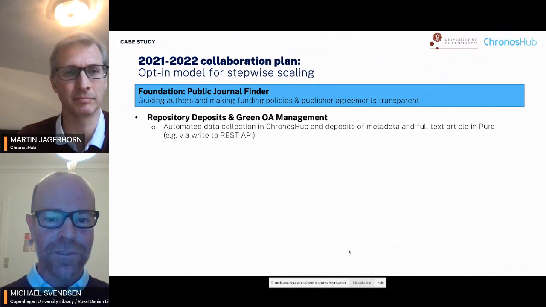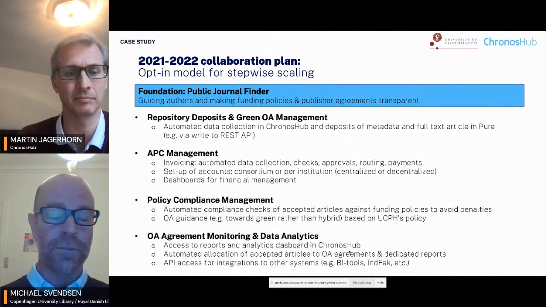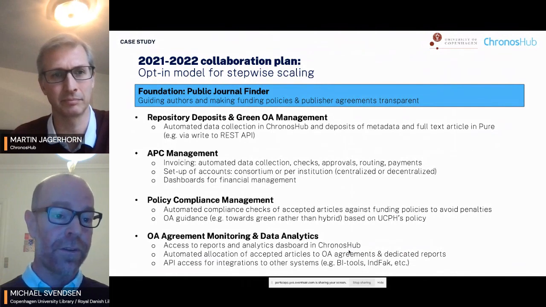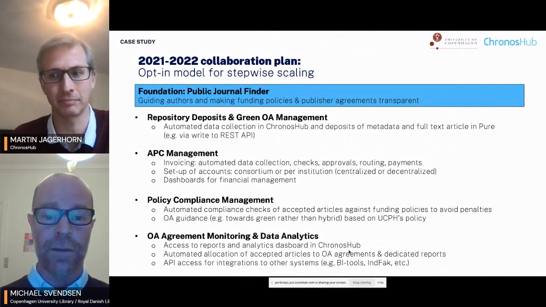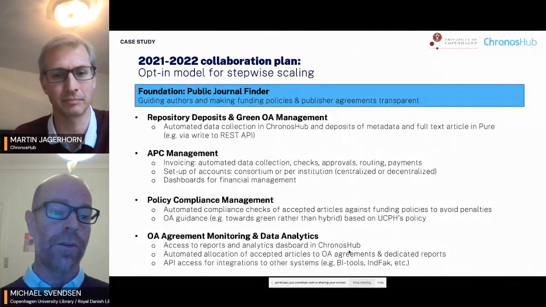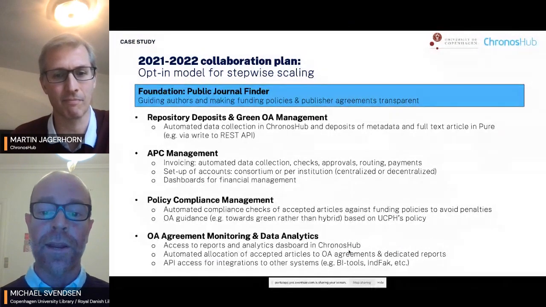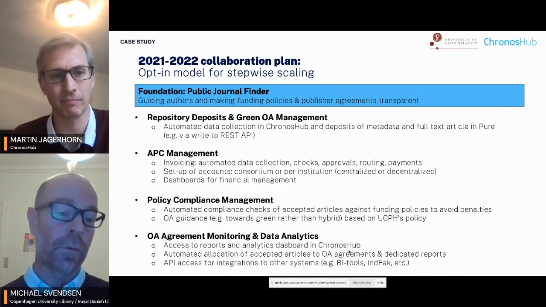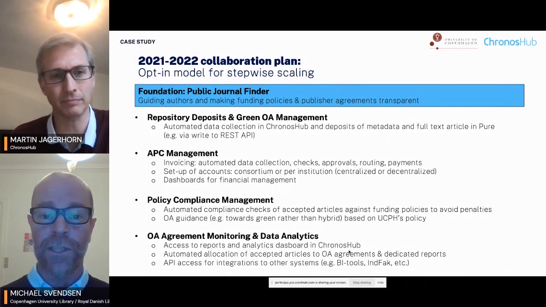So the next steps that we are looking into is exactly the repository deposits and the green open access management, because that takes up a lot of administrative staff hours at the university libraries. So how can we work a bit more automated with data collection and even maybe writing directly into the API with metadata and full text? That would be a really fantastic solution if we could come to that kind of collaboration.